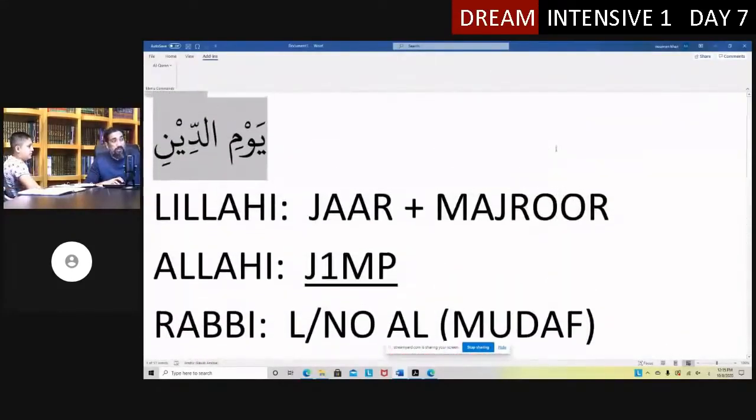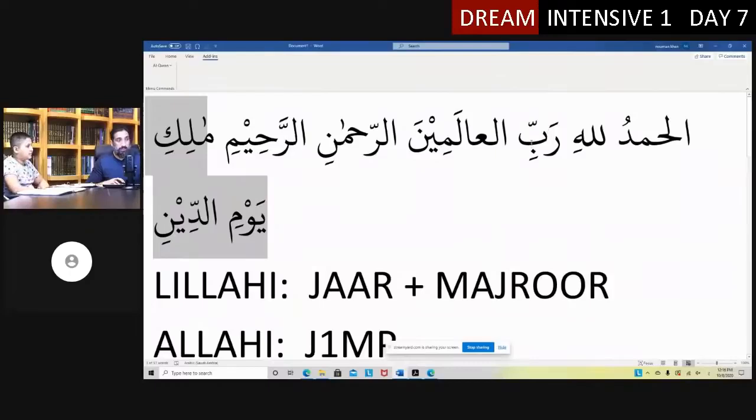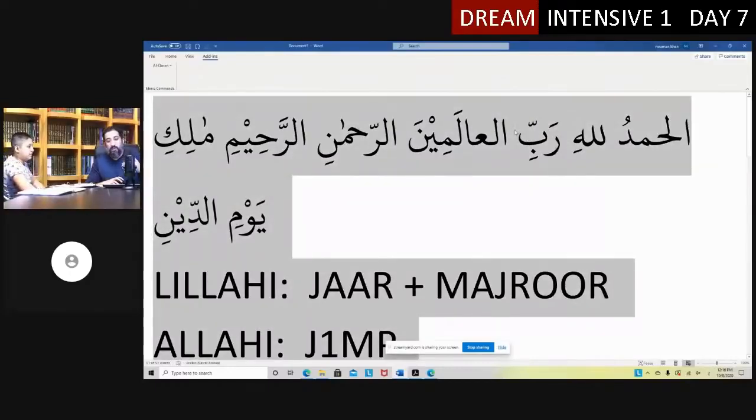You're learning something about Quran, because every time I teach you something about Arabic, you're learning something about the Quran, right? So what did we learn about the Quran today? What we learned about the Quran today is Alhamdulillahi Rabbil Alameen is one ayah. Ar-Rahman Ar-Rahim is another ayah. Maliki Yawmiddin is another ayah. So how many ayahs? 3 ayahs.